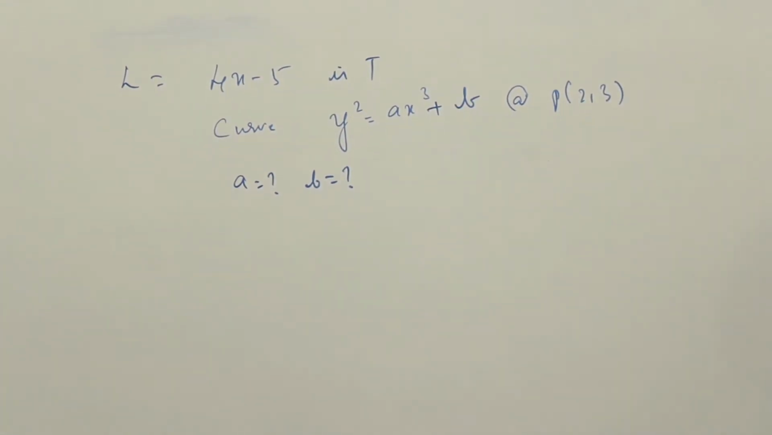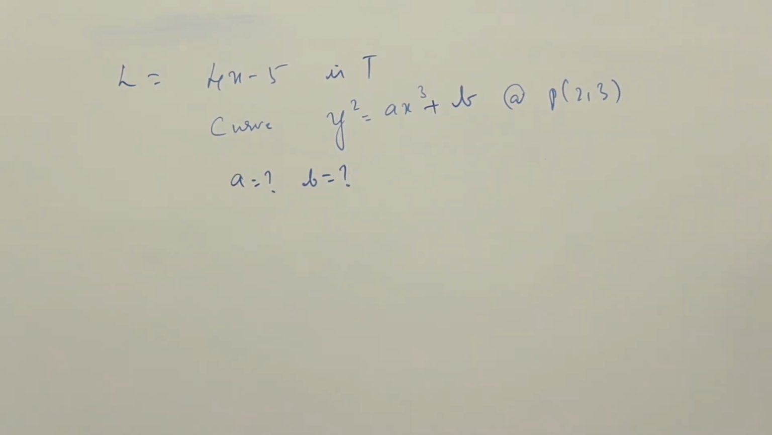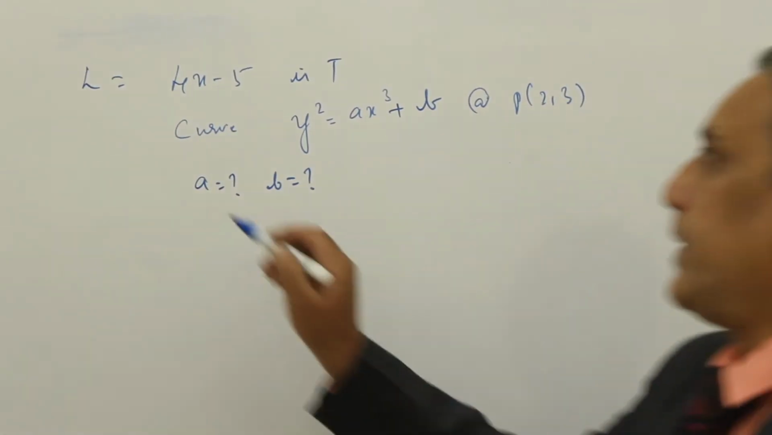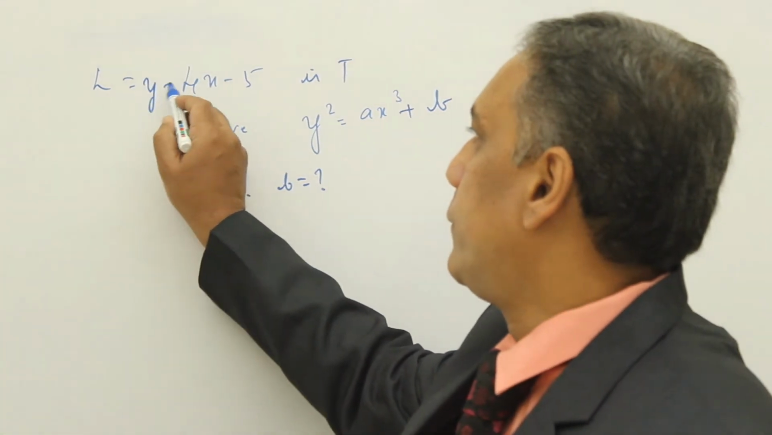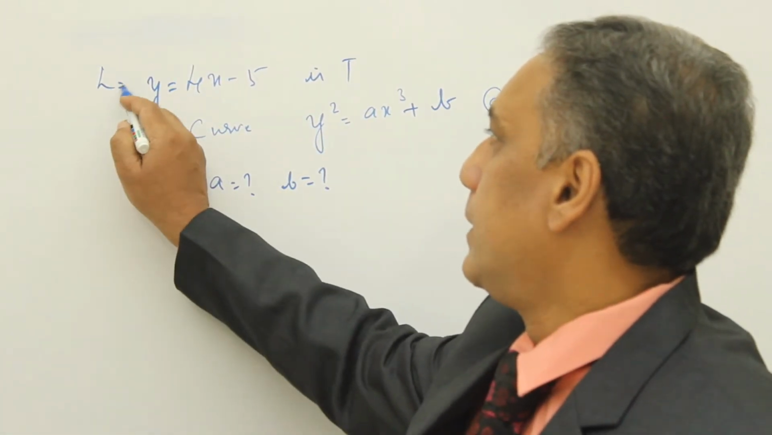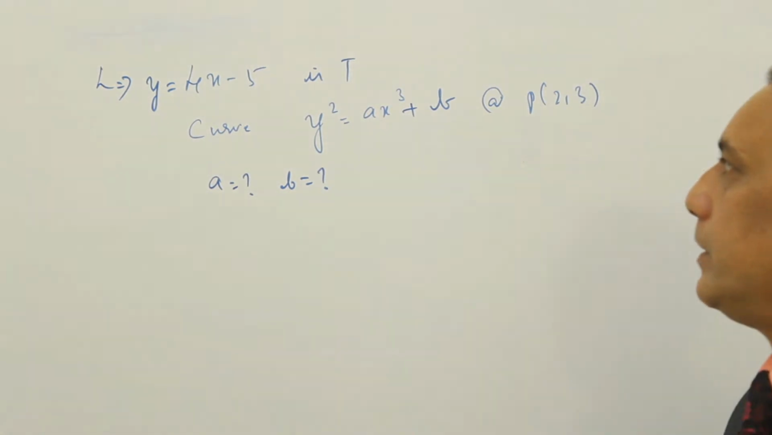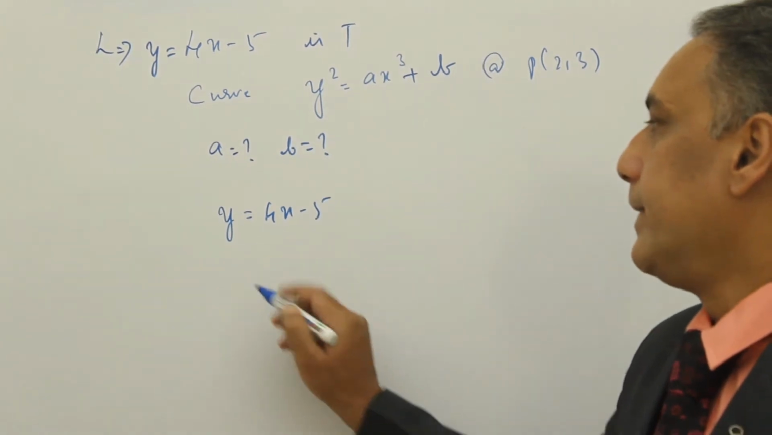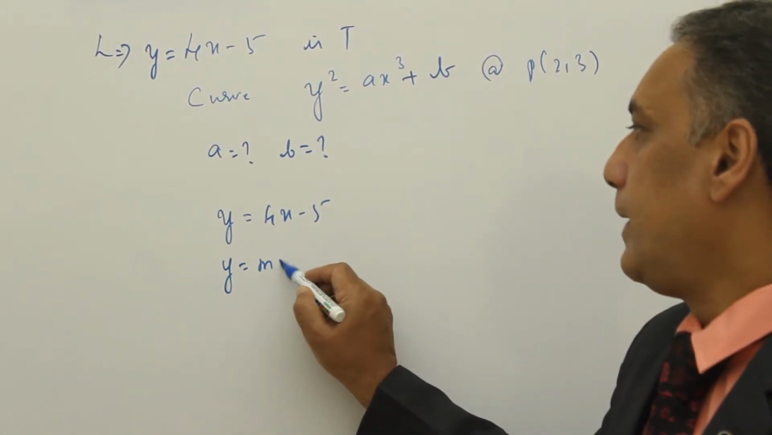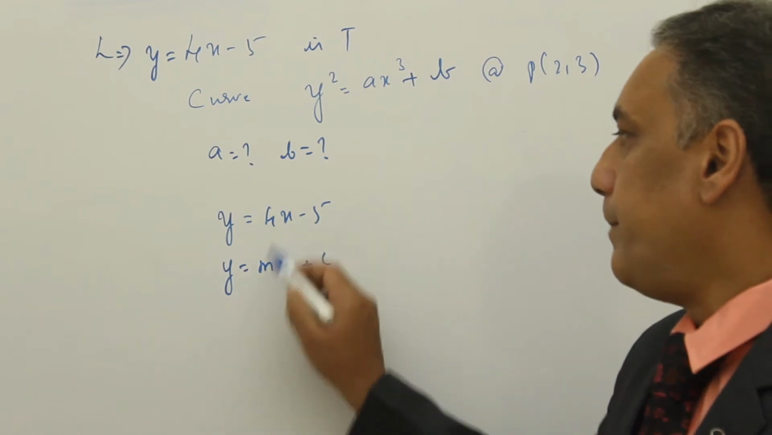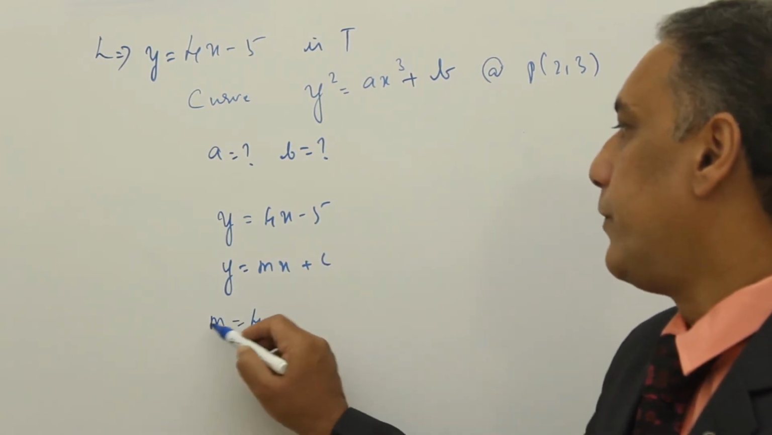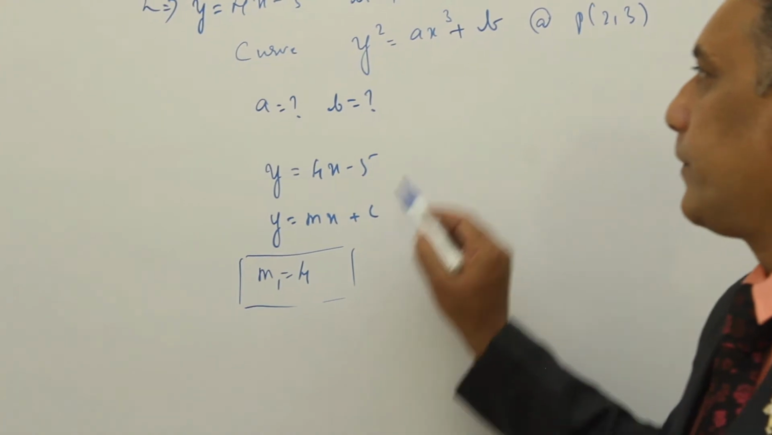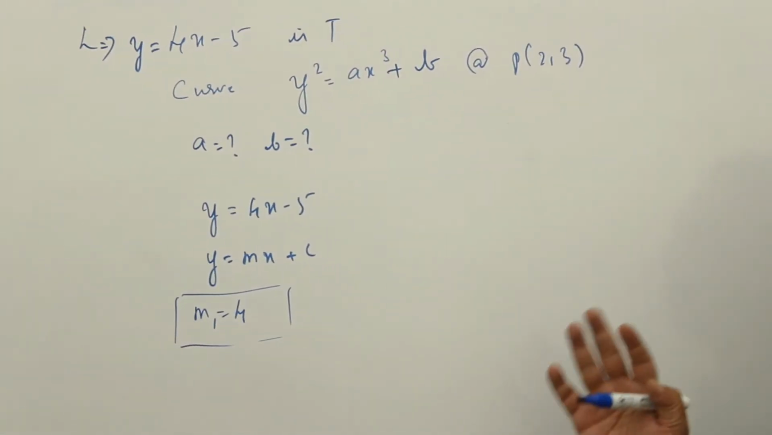So they are given the equation of the tangent, the line. What have they given? 4x minus 5 is the equation, that's all. Y equal to 4x minus 5. So therefore, we take this equation y equal to 4x minus 5. This is same as y equal to mx plus c. So comparing this you get m is equal to 4, m1 is equal to 4. Slope of the tangent is 4.